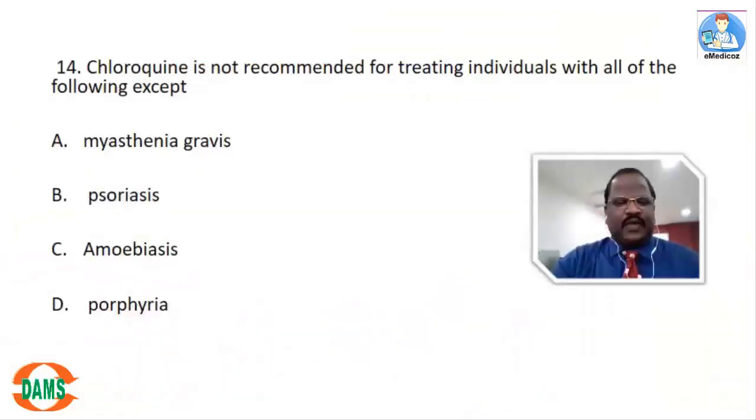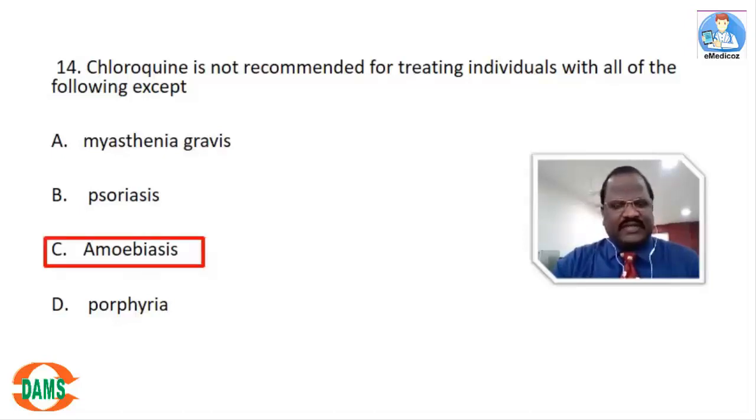Question number 14. Chloroquine is not recommended for treating individuals with all of the following except. Options are myasthenia gravis, psoriasis, amoebiasis, porphyria. Straight question, easy question. The right answer to the question is option number C, amoebiasis.